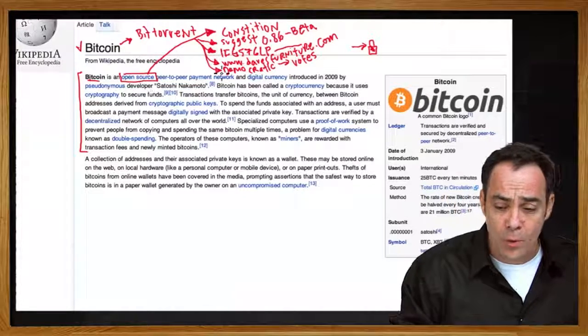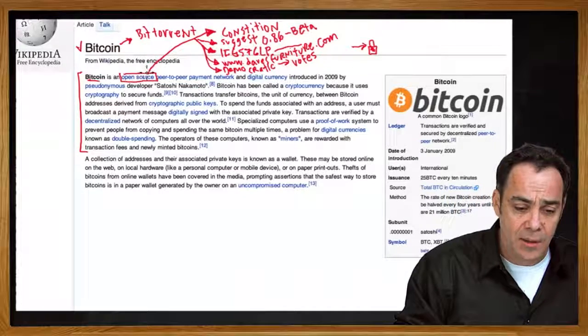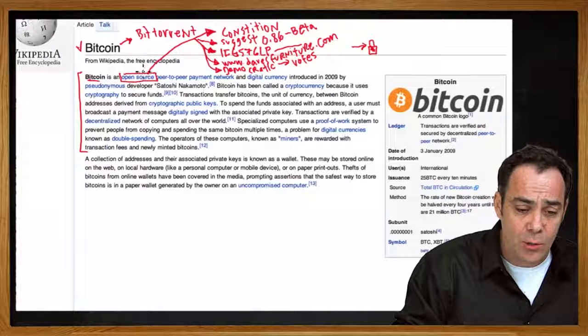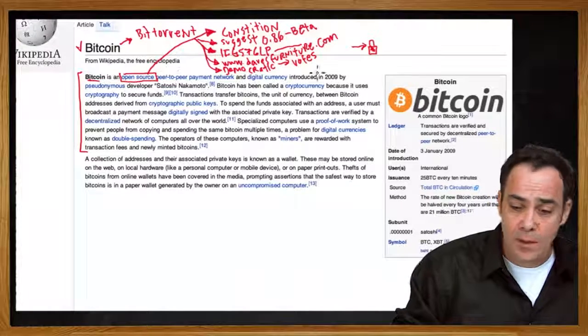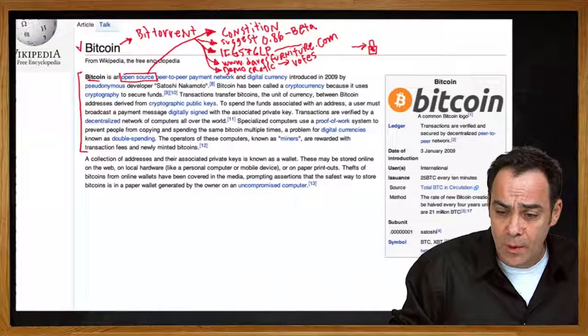Okay, so open source is a big deal. This is, again, the ability to read the software anywhere. It's open, and the source is the code, the software. Okay, so let's move on. Change colors a little bit.